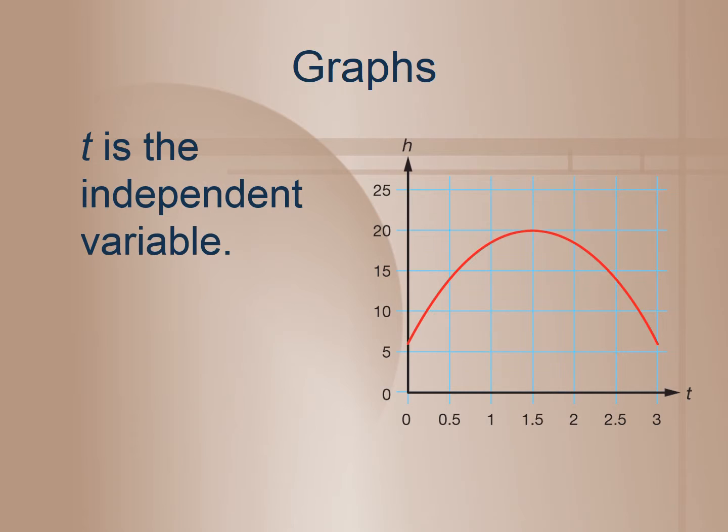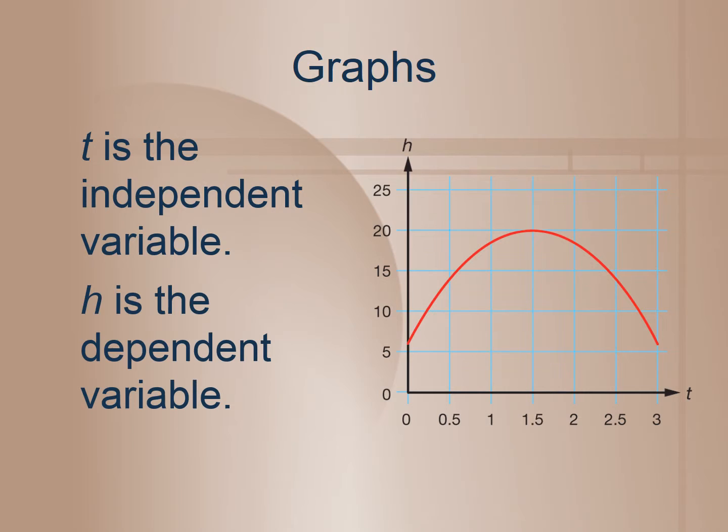So t is the independent variable, right? Time is usually independent because time is going to move on its own. And the height, or the h, is the dependent variable. That's how I knew which one to make the x and which one to make the y. Well, t, since it's independent, is going to be on the x-axis, and h, since it's dependent, is going to be on the y-axis. So that's how I made the choice there.